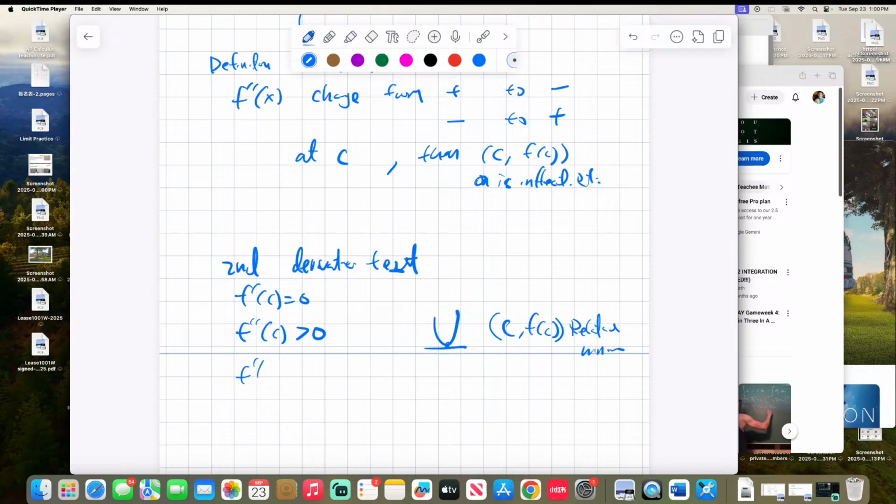If f double prime of c is negative, concave down, and also a horizontal tangent, then c comma f of c is a relative max. So yeah, that's pretty much the lesson for those 2 sections. Now we're gonna get to the 3rd section, which is harder, because we're gonna go through all the stuff. Does that make sense so far?